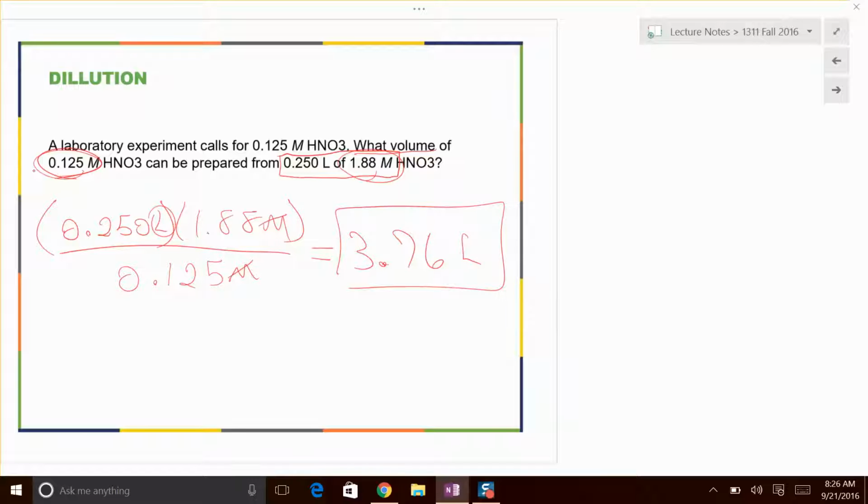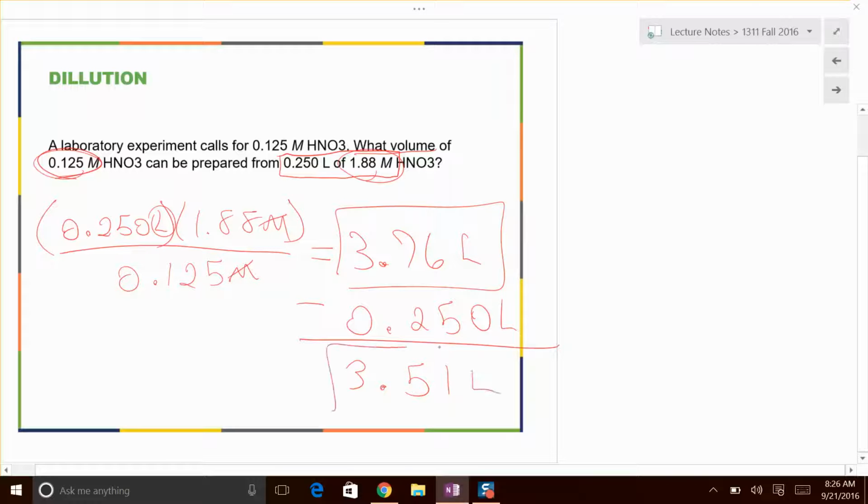Okay? So my final volume is 3.76. How do I find the amount of water to add? Yeah, I subtract 0.250 liters. So how much water do I need to add? Because 3.76 liters is the final volume. I'm starting out with 250 milliliters. So I need to add 3.51 liters to 0.25 liters to make this solution 0.125 molar.